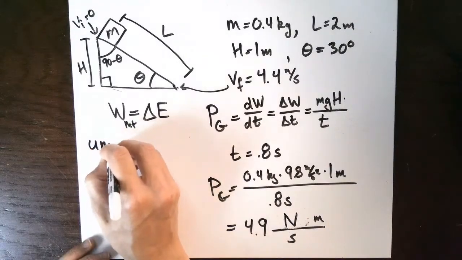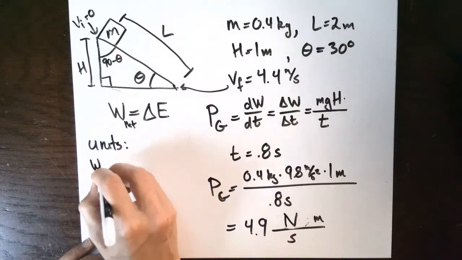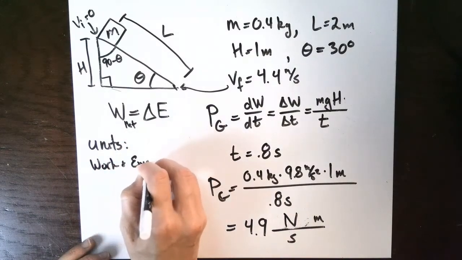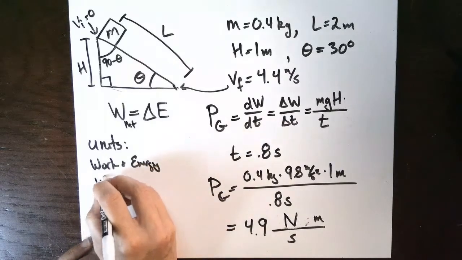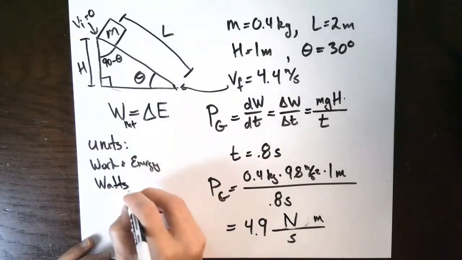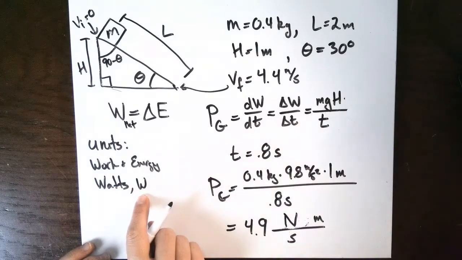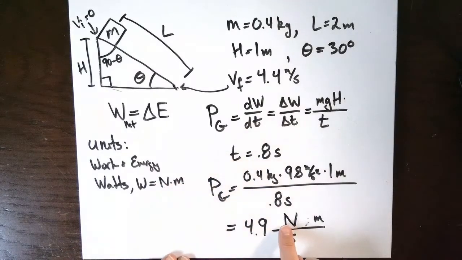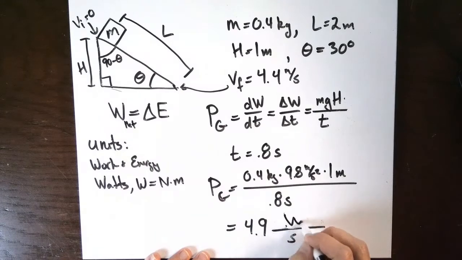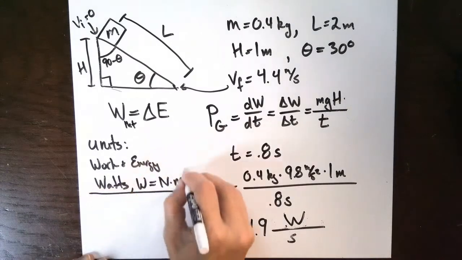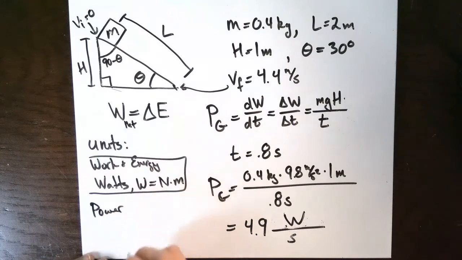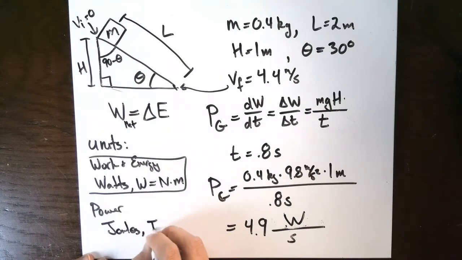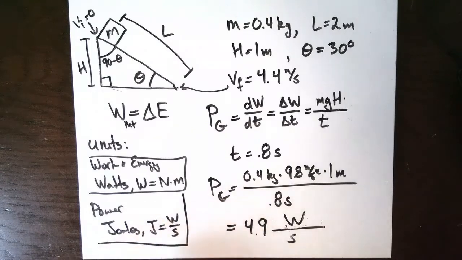So units of work and energy, those are watts. W, also like work, that's a little unfortunate, but watts are equal to newtons times meters. So newtons times meters, that's what we got here. This is watts. Units of power are joules. We use a J, and joules are equal to watts over seconds.